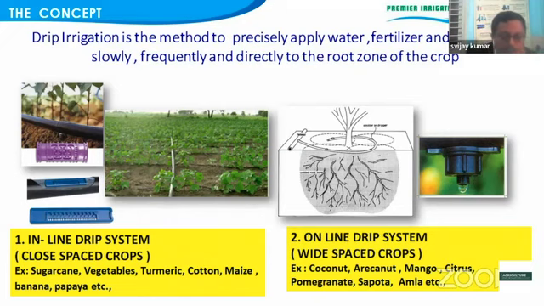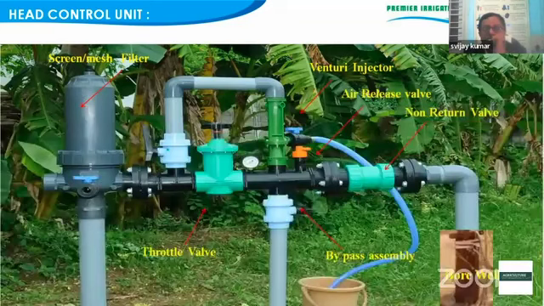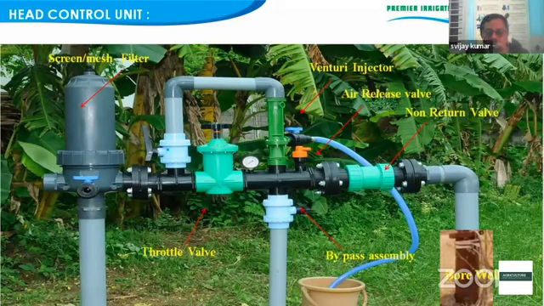All these I had covered in my previous session. Just to connect the earlier session and the present one, I'm showing these slides. I had explained this also. This is the head control unit, where we are going to do the injection of fertilizers and the after sales treatment. And this is a typical head control unit.